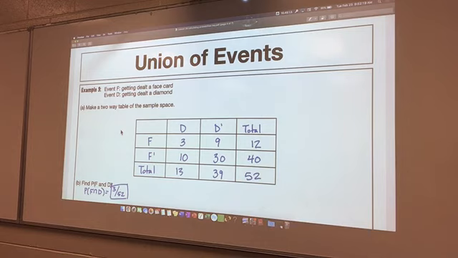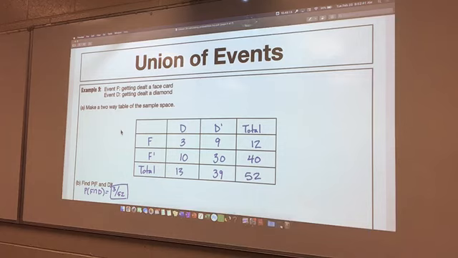The probability of a face card or diamond is not equal to the probability of a face card plus the probability of a diamond. Oh, because you can get a face card that's not a diamond. They're not mutually exclusive. Pretty much. Yeah, they can happen at the same time, but they don't have to.